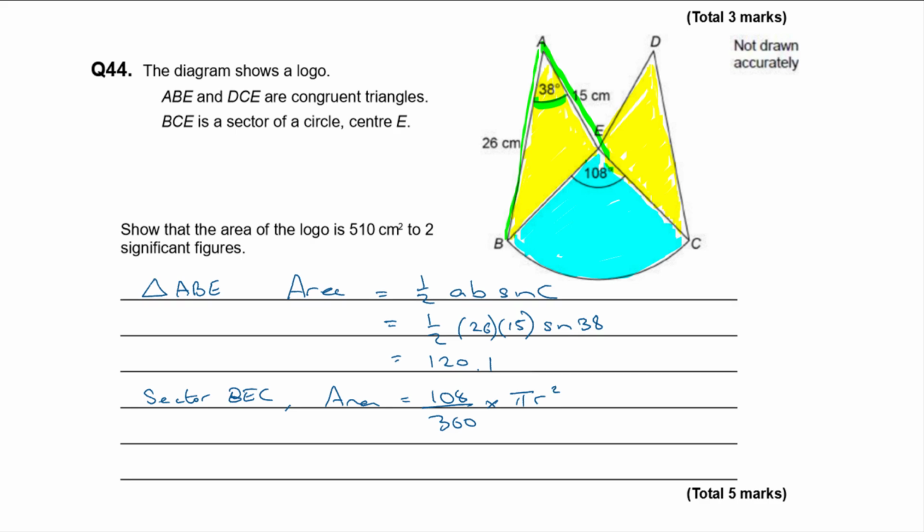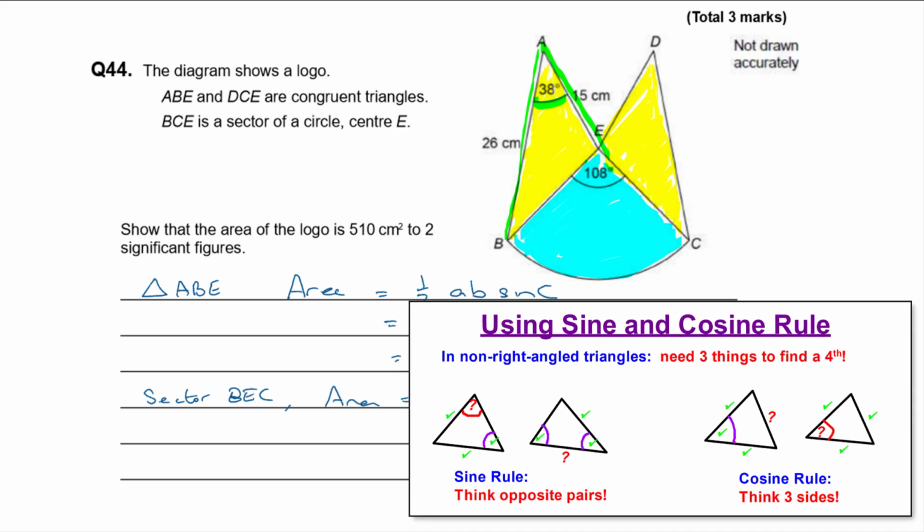Now, what is the radius? Oh no, we don't have the radius. So we have got a little bit more work to do first, because we need to find that radius before we can go on and find the area. So it looks like we're going back to the triangle ABE, and we're going to be using the cosine rule to find the third side given the other two and the angle, aren't we?